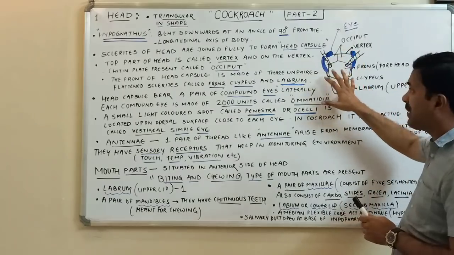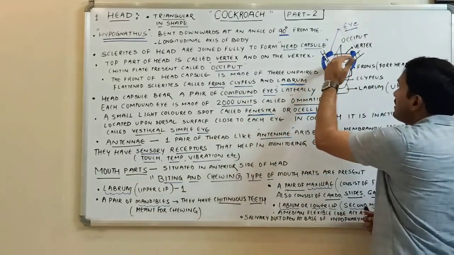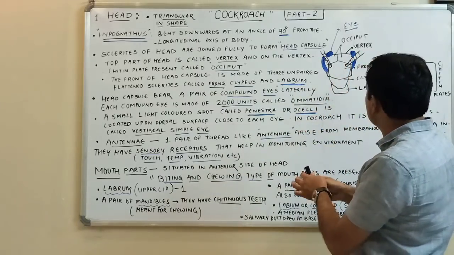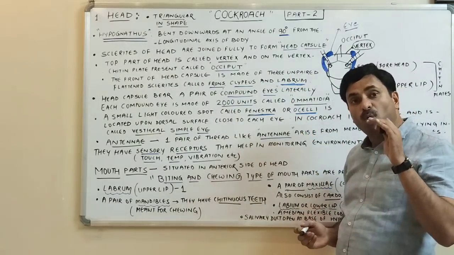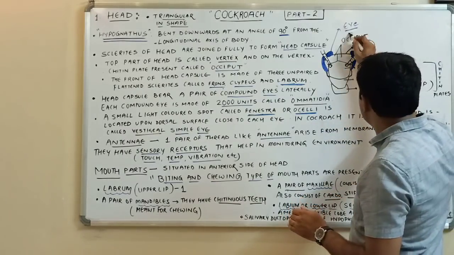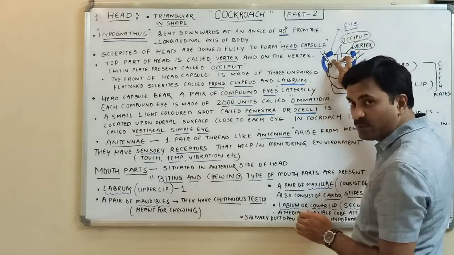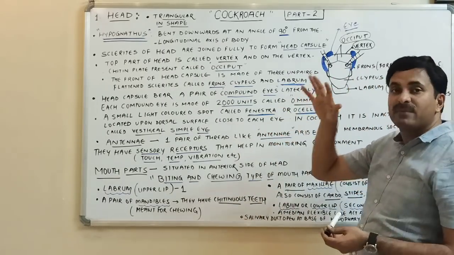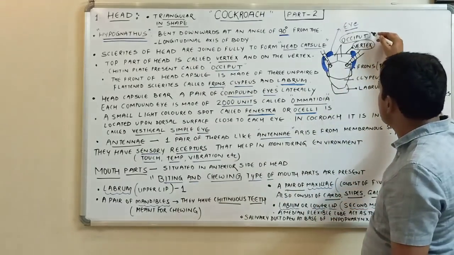If we see this head part, this is the top part of the head. The top part of the head is called the vertex. I have mentioned here that the top part of the head is called the vertex, and on the vertex chitinous plates are present. These chitinous plates are called the occiput. Once again, the top part of the head is called the vertex, and the chitinous plate on it is called the occiput.